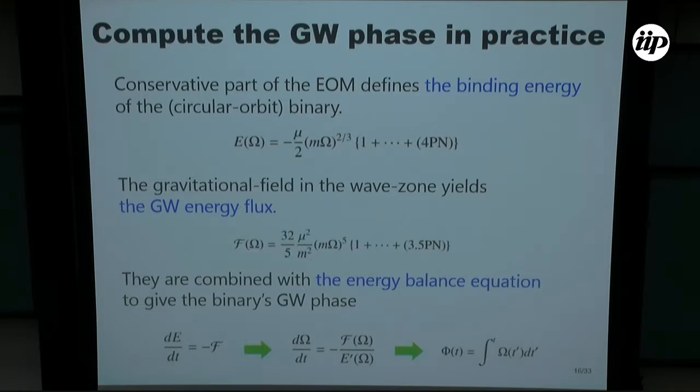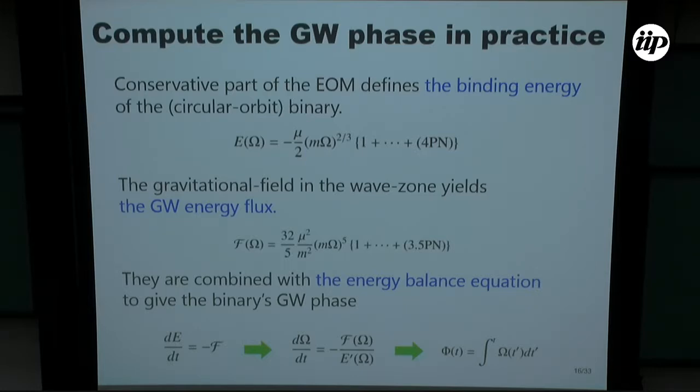So, as a shortcut, what we are doing in practice is something like this. Suppose that we are focusing on a particular circular orbit motion and forgetting about the radiation reaction term in the equation of motion, focusing only on the conservative term. From that equation of motion, we can define the binding energy here. The binding energy is schematically written in this form, Newtonian term plus post-Newtonian correction. And here, omega means the frequency of the circular orbit.